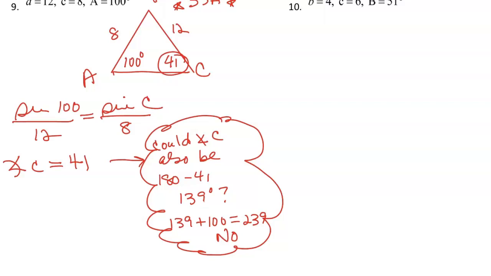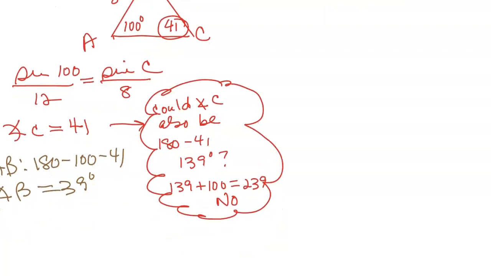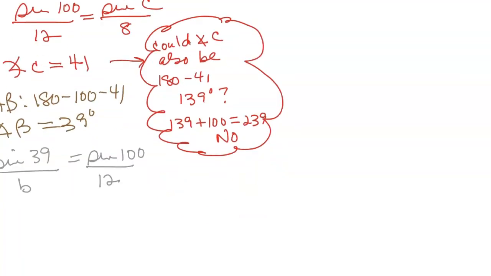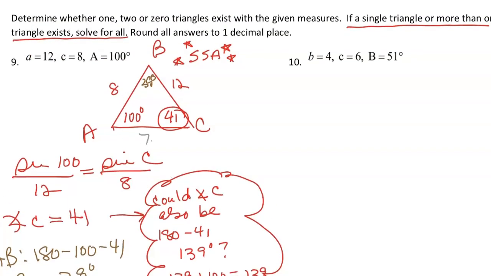So now let's get the remaining side and the remaining angle. To get angle B, I'm just going to say 180 minus 100 minus 41, and I get angle B equals 39 degrees. Okay, all that's left now is to get missing side B. So the sine of 39 over missing side B equals the sine of 100 over 12. And putting it in my calculator, I get B is 7.7. I have only one triangle. Okay, let's try the next one.